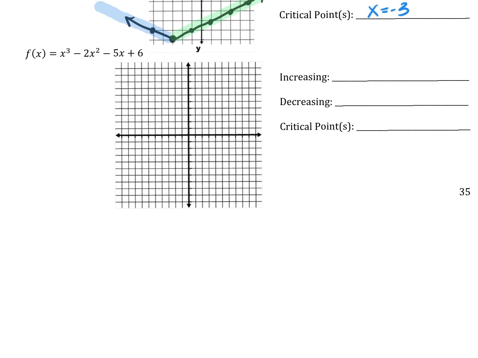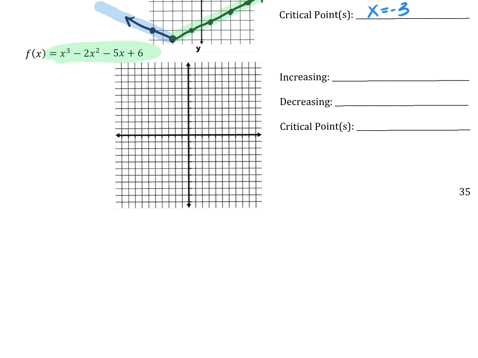Okay, this last one. Do you agree? We know the general shape of an x cubed, but I don't know what this stuff is going to do. I want us to practice with our calculator. So grab your calculator. We want to graph this function, which is x cubed minus 2x squared minus 5x plus 6.